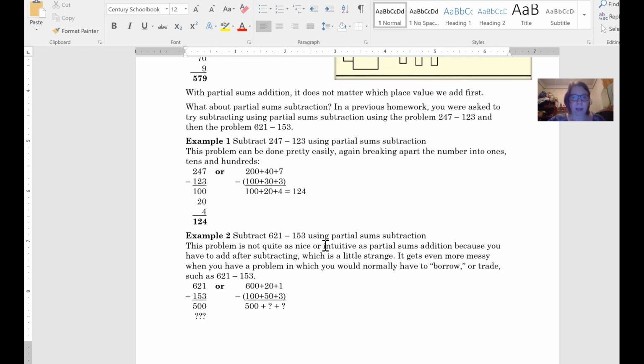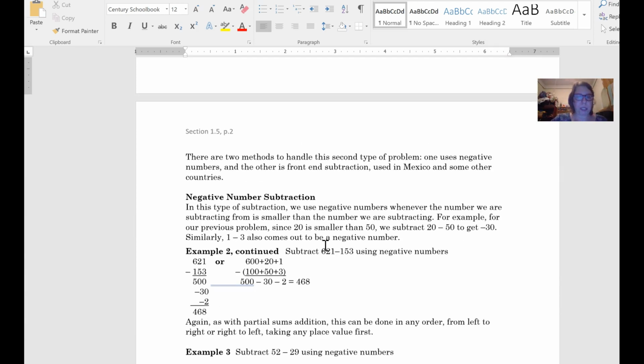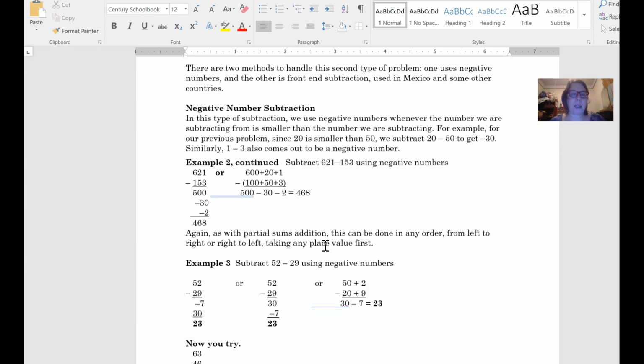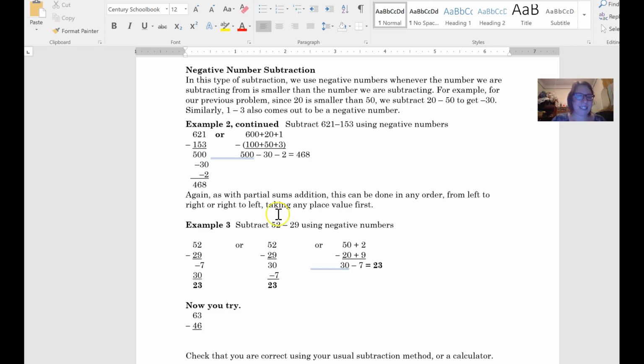To show you that, I'm going to show you negative number subtraction, which I just love. I actually use it sometimes when I'm subtracting, and it's a lot more fun than borrowing. Borrowing is a lot of work. This, to me, not so much.